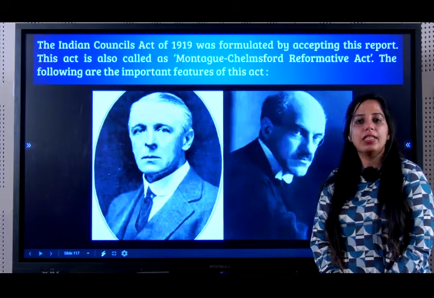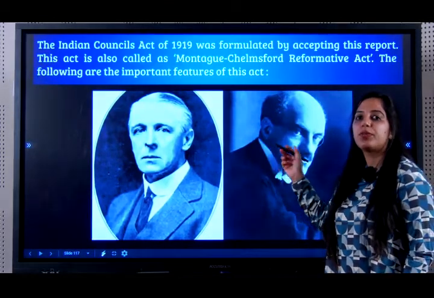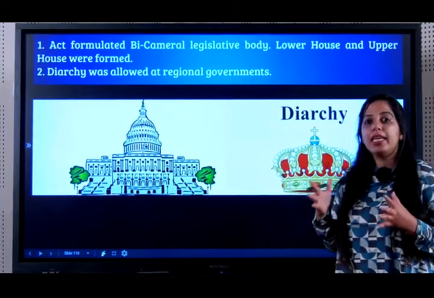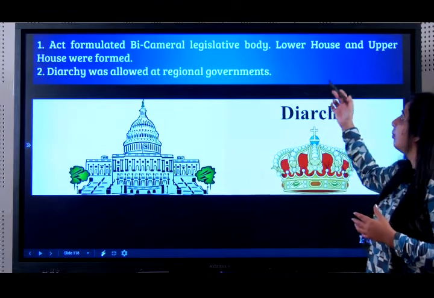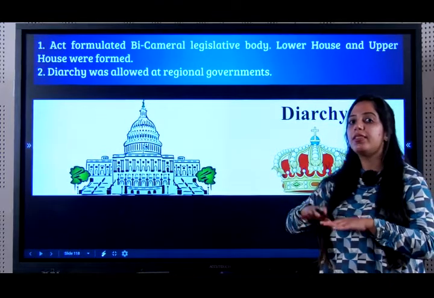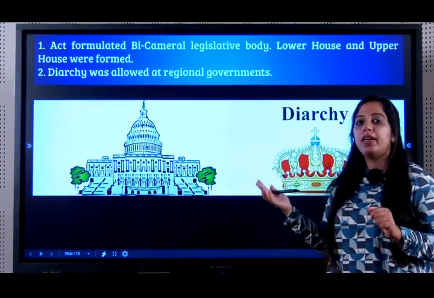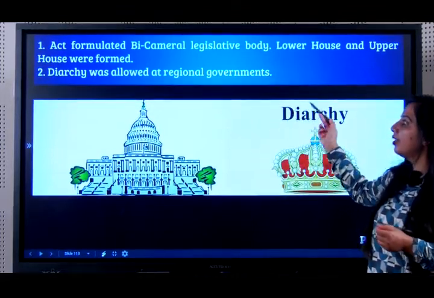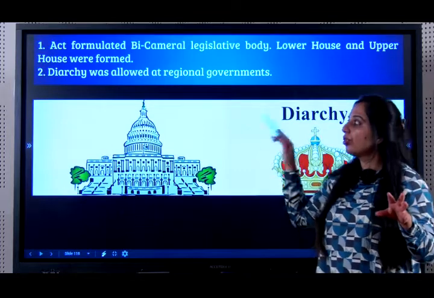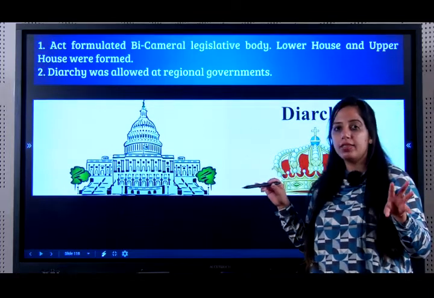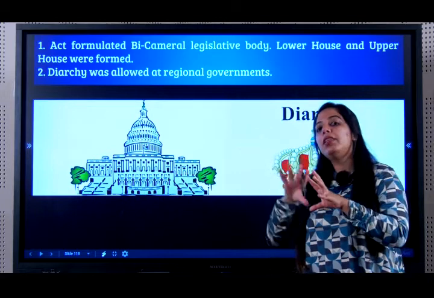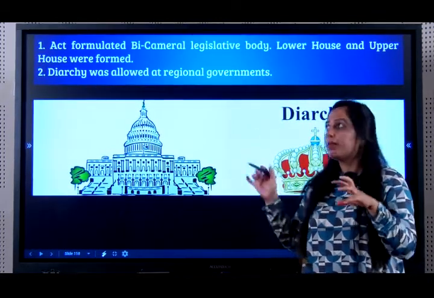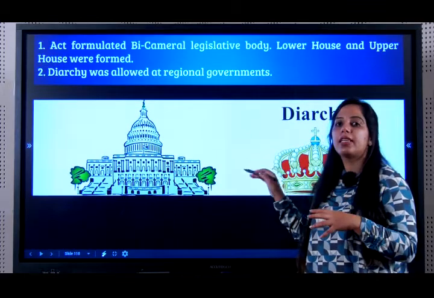Now students, let's look at the various features of the Montagu-Chelmsford reforms of 1919. It established a bicameral legislative body. There's a lower house that is directly elected and an upper house that has indirect elections. Diarchy was allowed at regional governments. Students, you should know diarchy, what it is, whether it is for central government or regional government, when did it come, when does it go, what happens, because we will be using this several times.